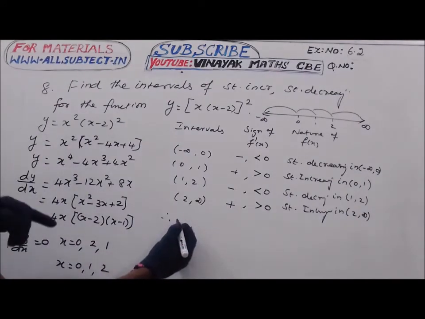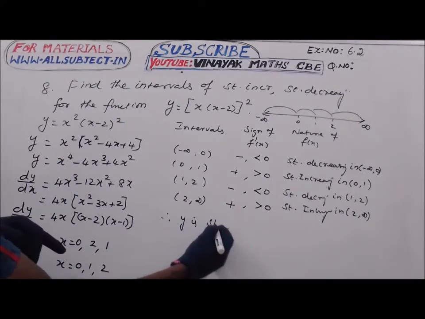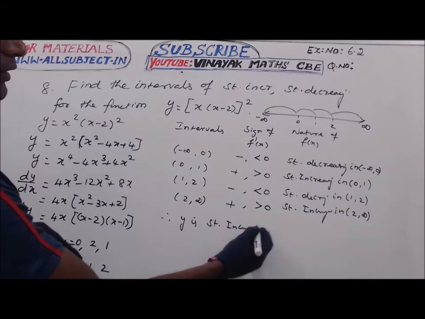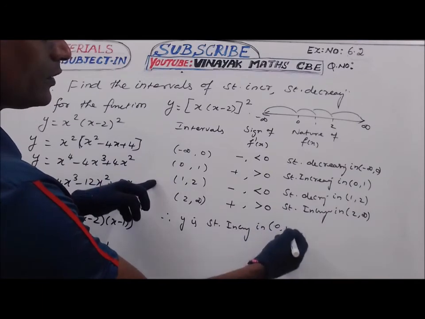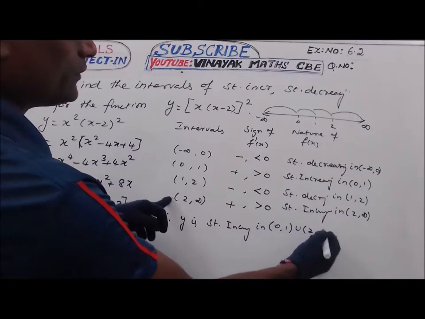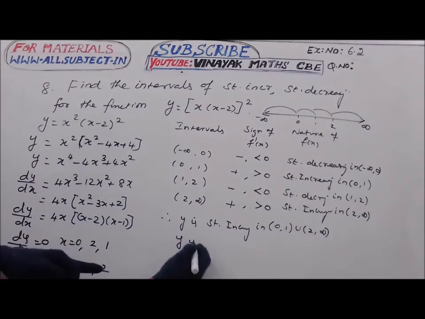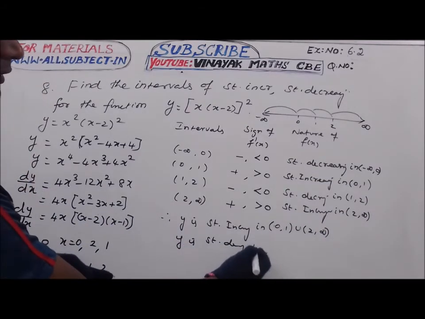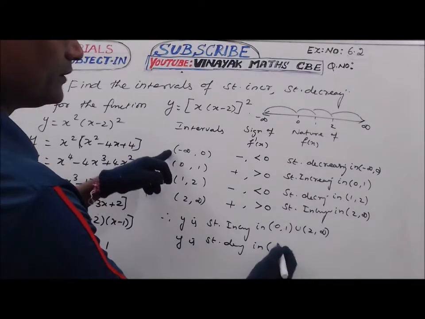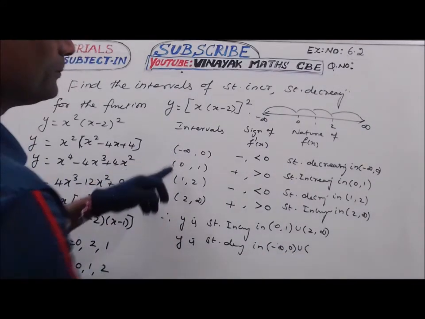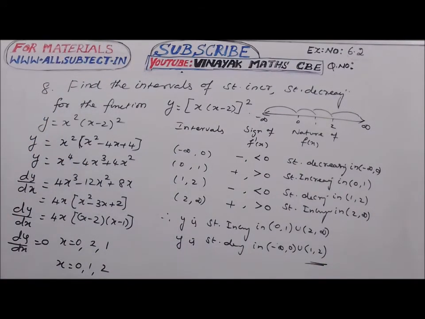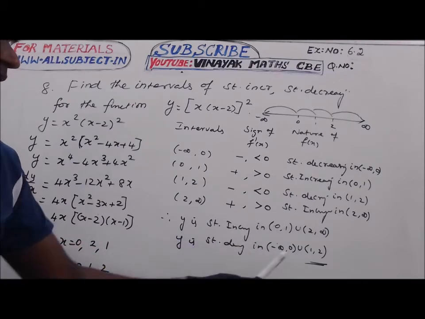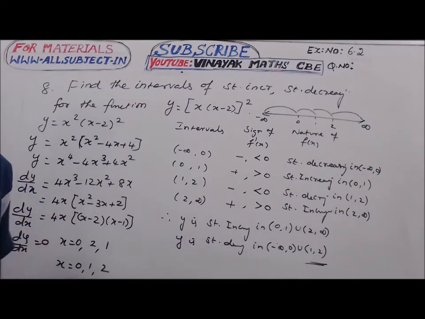Therefore the function y is strictly increasing in (minus infinity, 0) union (1, 2)... wait, as stated: minus infinity to 0 to 1 union 2 to infinity, and y is strictly decreasing in minus infinity to 0 union 1 to 2. Hence the result. These are the intervals in which the function is strictly increasing, and these are the intervals in which the function is strictly decreasing.